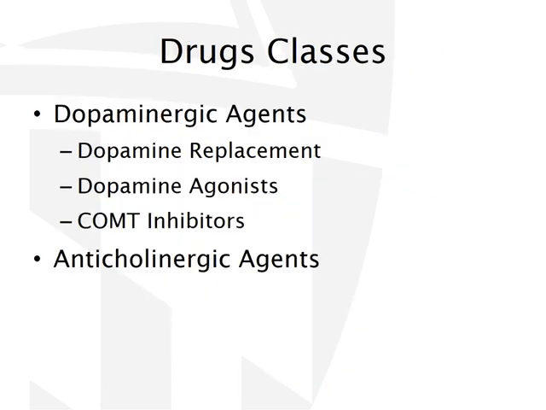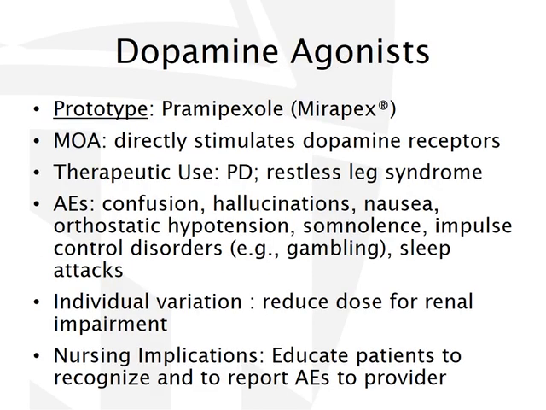All right, so let's move on to the dopamine agonists. Remember, agonists mimic the actions of endogenous neurotransmitters. So in this case, dopamine is our endogenous neurotransmitter, and these drugs are going to mimic the actions of dopamine at the dopamine receptor. So the prototype dopamine agonist is pramipexole or Mirapex.